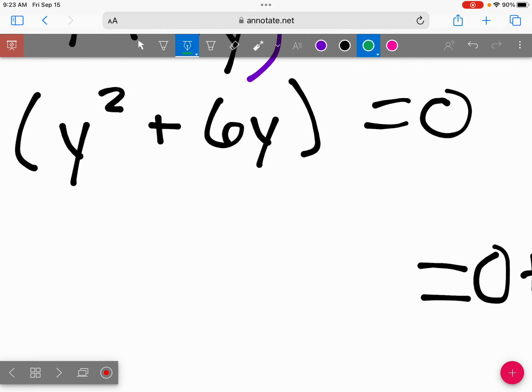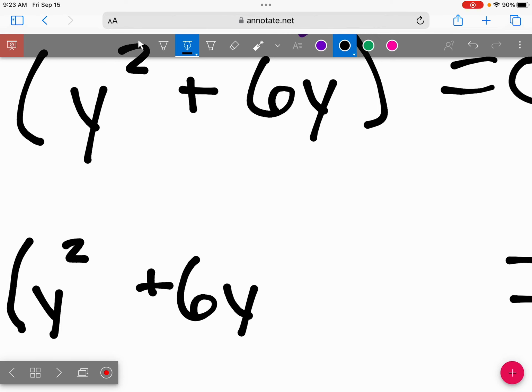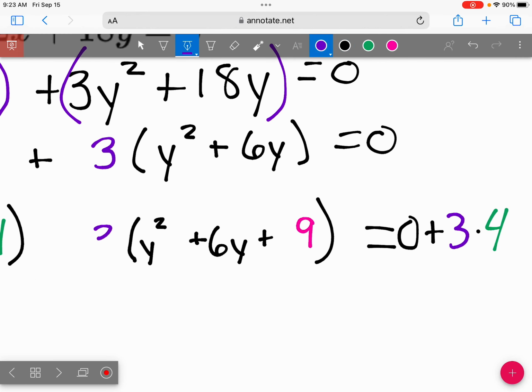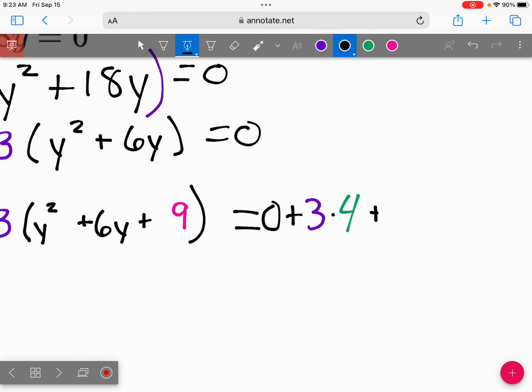We do the same thing with the y. So if I come into just this chunk, y squared plus 6y plus what makes it a perfect square? 9. So on my other side of the equal sign, what do we need to add? I'm going to put 3 times 9, because I feel like all of us saw that, but we were overthinking that particular math. I heard a whole lot of choices there.